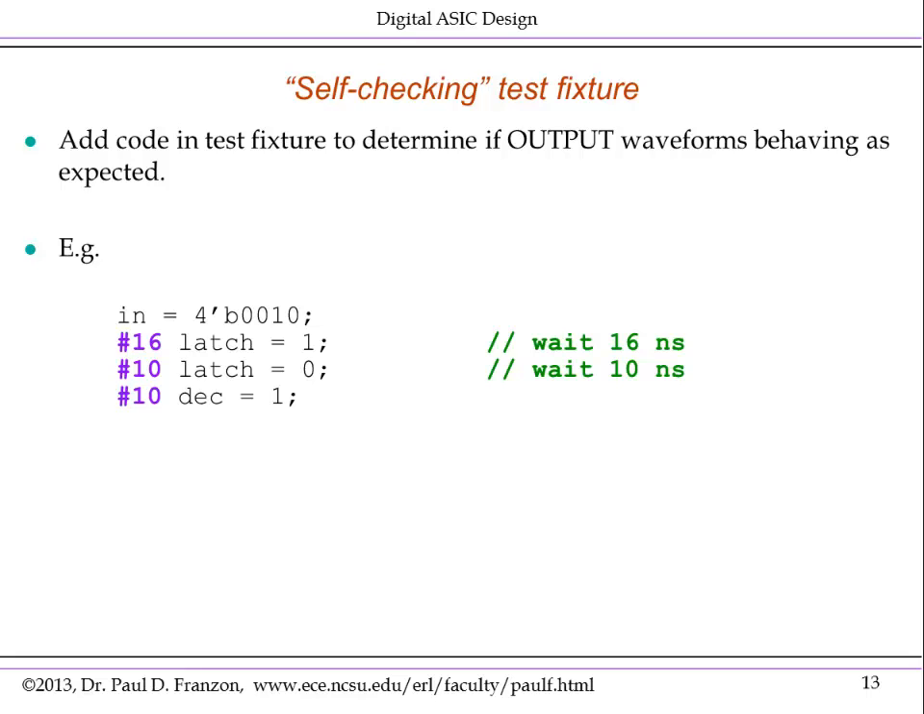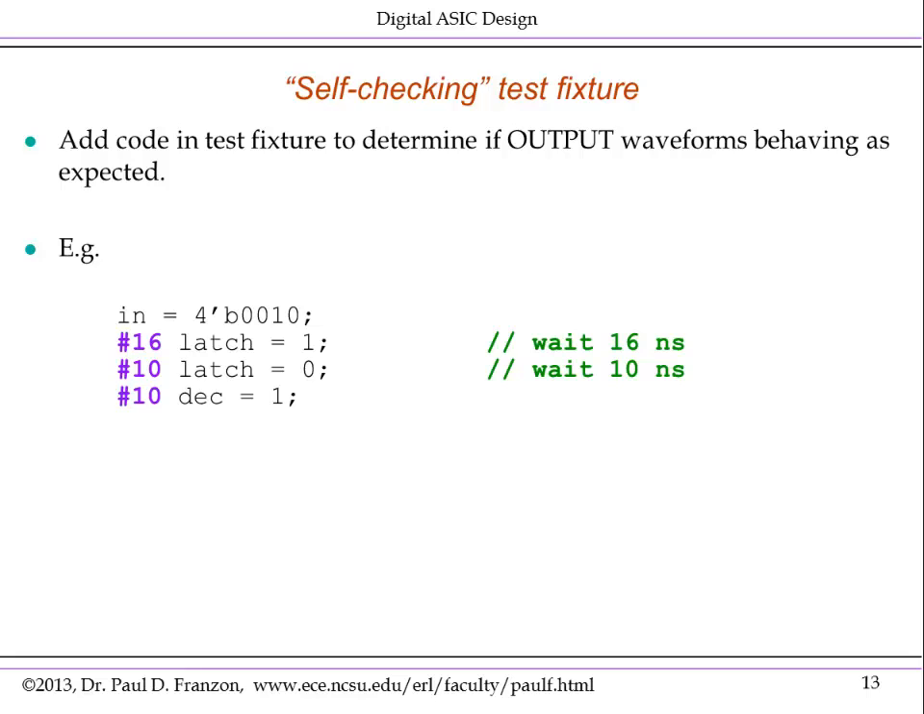A very useful feature to add to any test fixture is to use code in the test fixture to actually test whatever you're simulating. It's much more useful to do this than relying on viewing the waveforms in the waveform viewer and hand checking correct functionality. So for example here, in is set to 2, that's loaded in the counter, dec goes high at time 26.